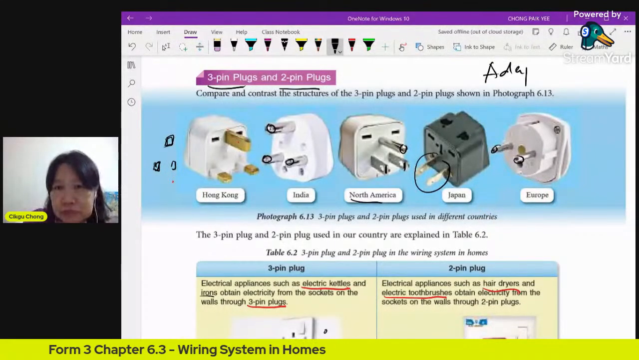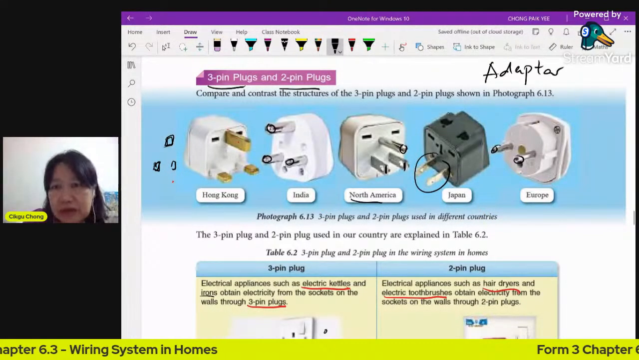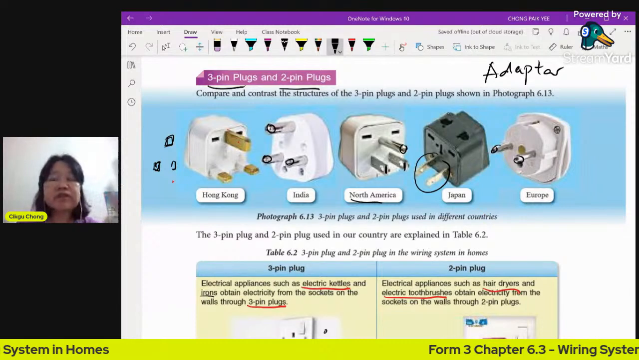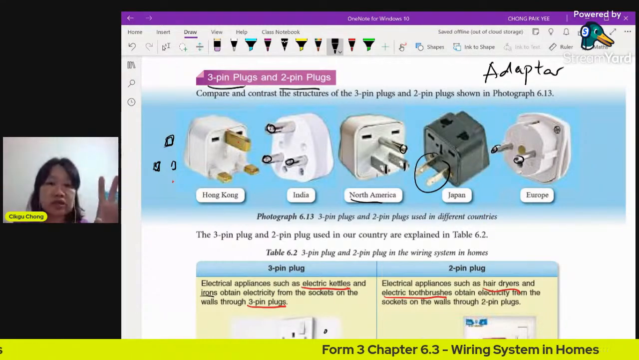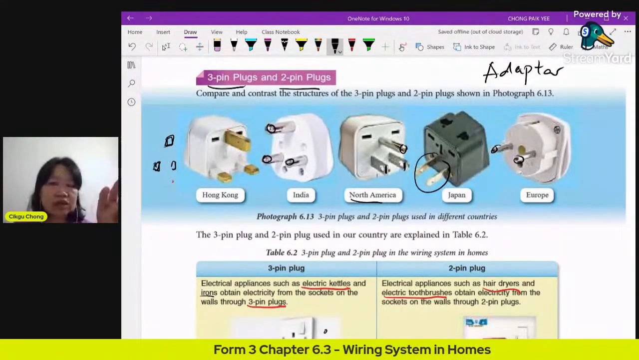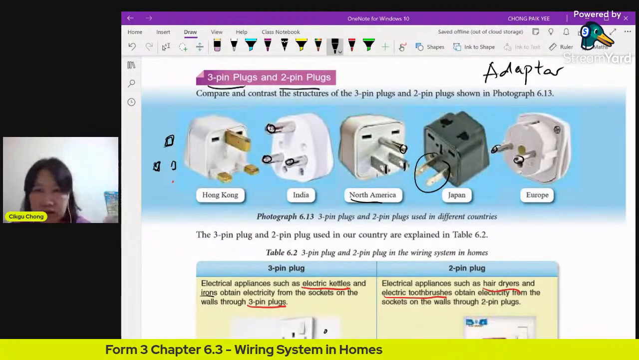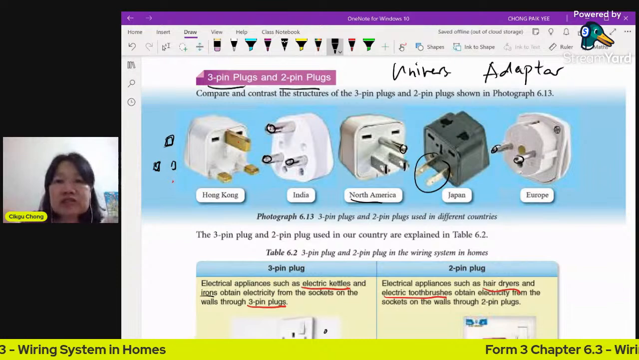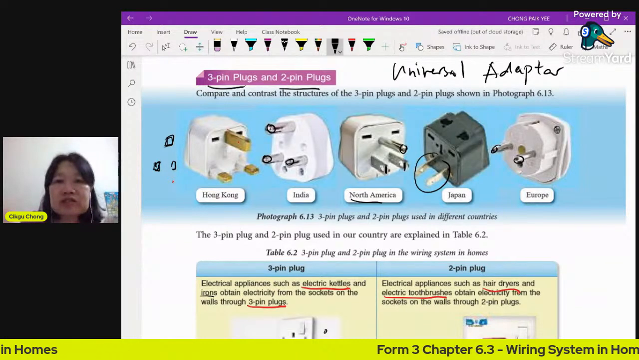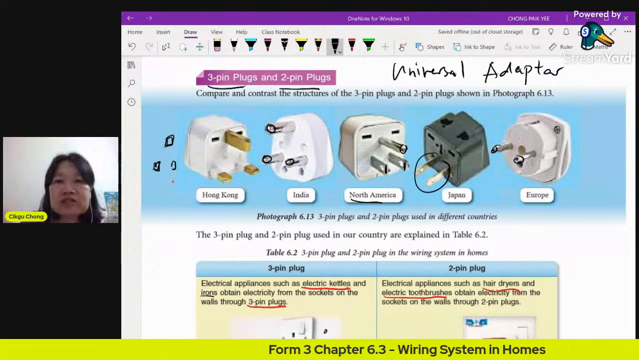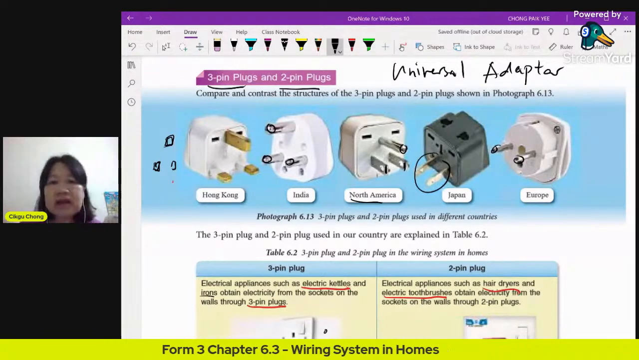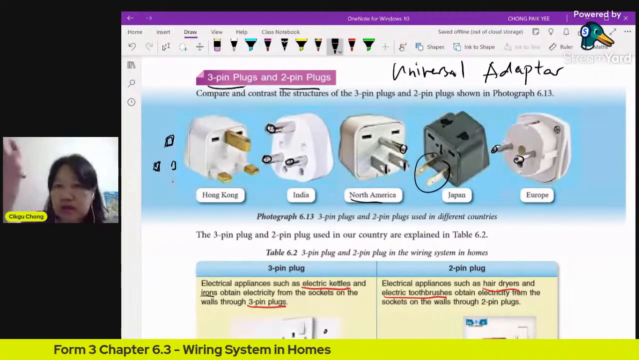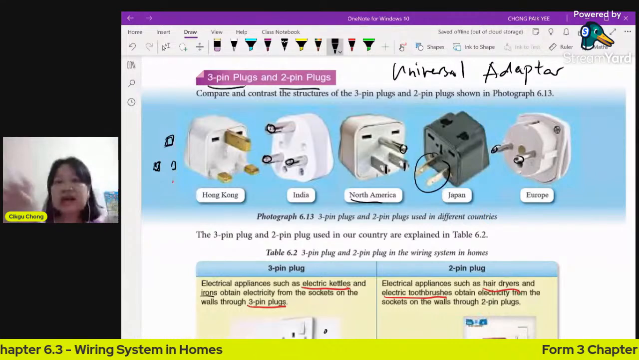We call it a universal adapter because different countries will have different configurations, the shape of the pins. Your square one cannot enter your round one, and your round one cannot enter the square one. So you need to have a universal adapter. It's not expensive, less than 20 ringgit for 1 unit. You plug it into the socket of the wall first, and then you plug your charger into it, and you can use it.